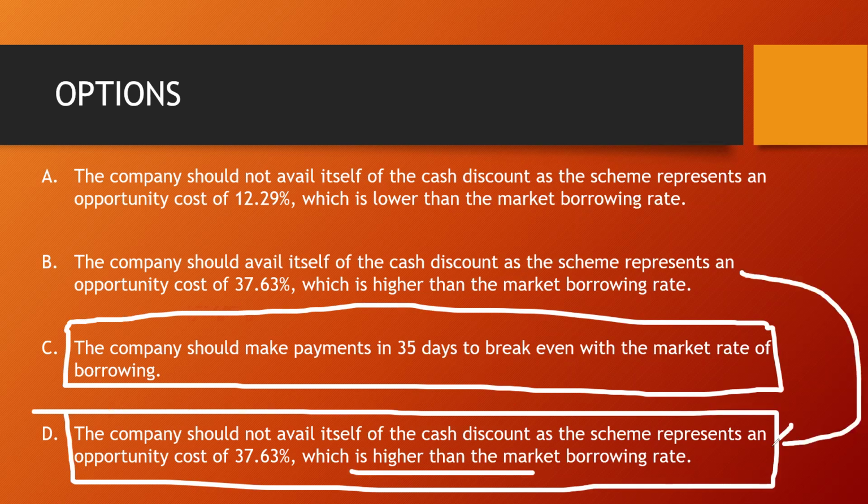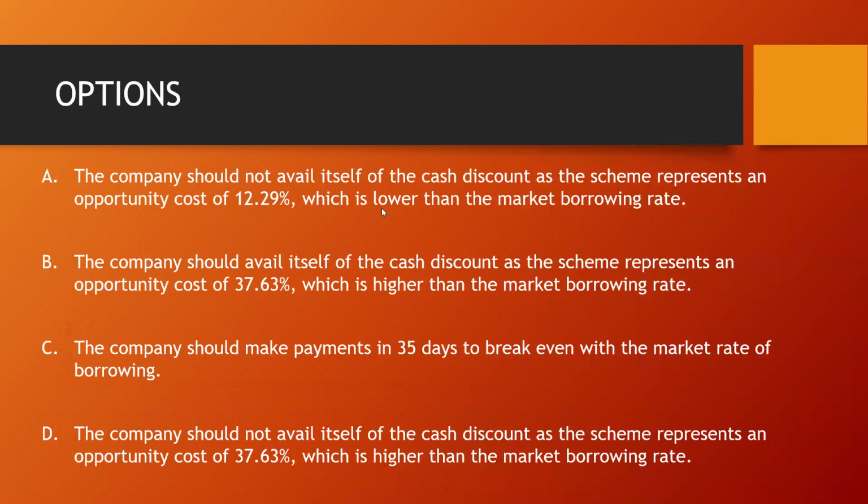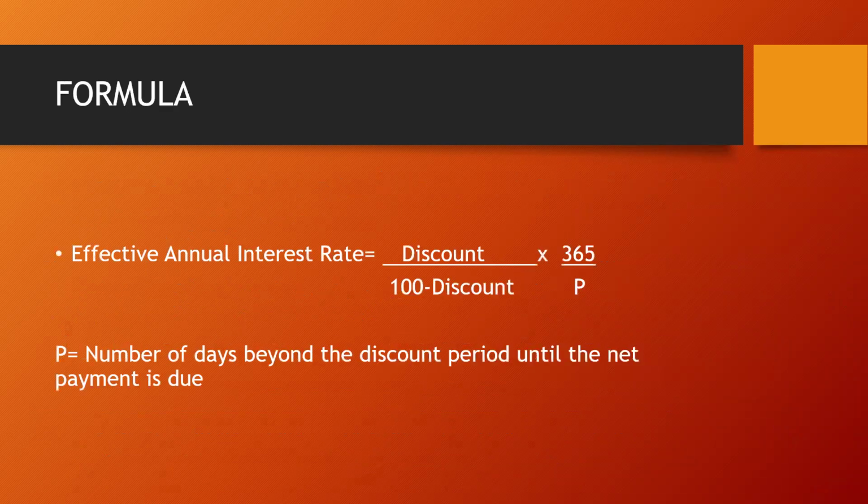If you compare these two options, it's almost the same. One is yes, another one is no. So that's the thing. So let's dive into the question explanations. Most important tip: read the last line every time. This question is a different scenario. If you read it, which of the following decisions should the company take? So the question is, A, B, C, D are the options. So find the irrelevant information. Let me show the irrelevant information.